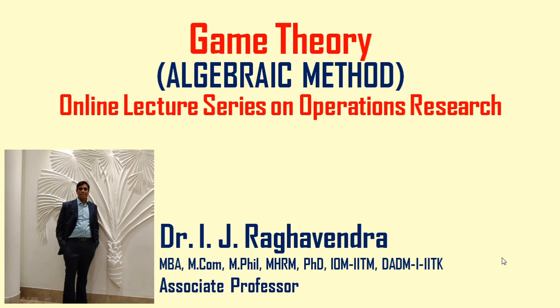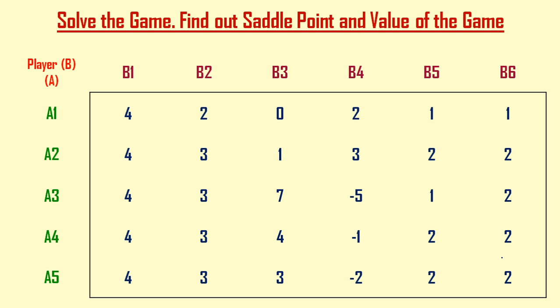Let us start with one problem. Here it is. There are two players, A and B. A is following 5 strategies and B is following 6 strategies. First, we have to follow the basic step, that is row minima and column maxima.